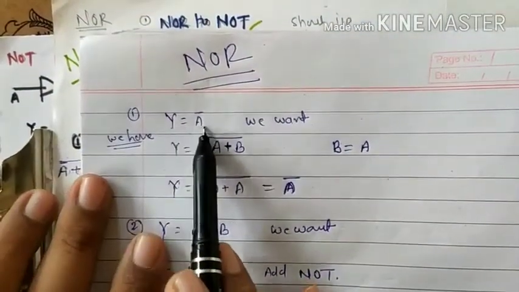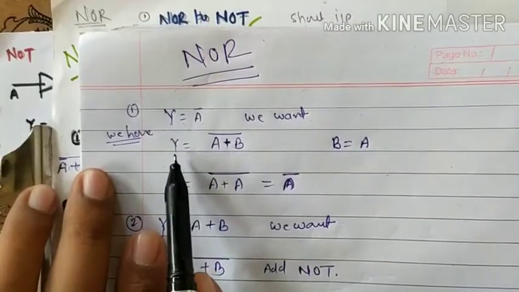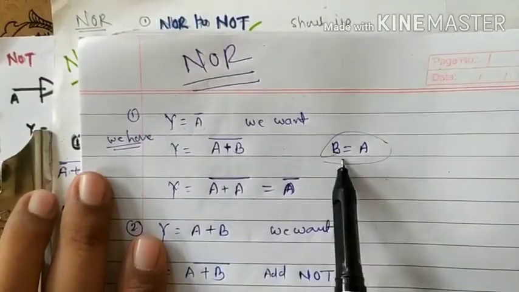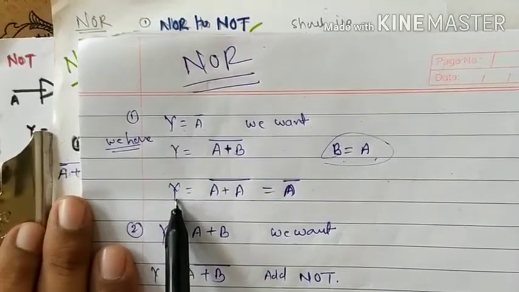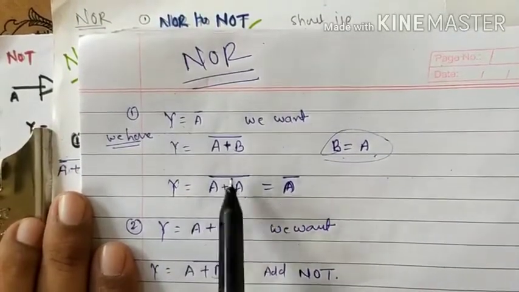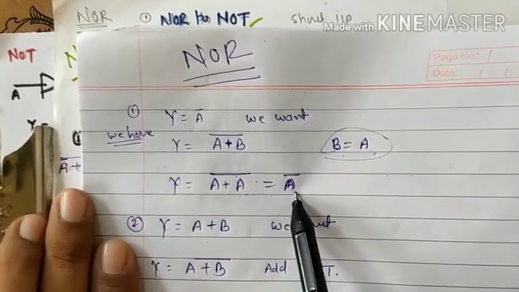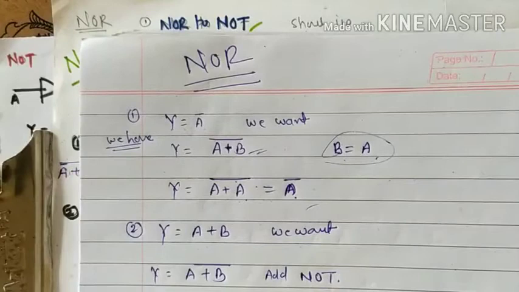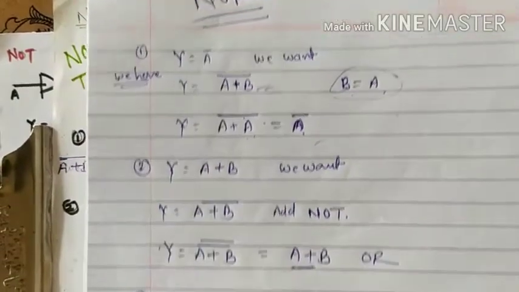We want y is equal to a bar, but we have a NOR gate. The NOR gate is y is equal to (a plus b) bar. Again we write b is equal to a, so the equation becomes y is equal to (a plus a) bar, which equals a bar. So with the help of a NOR gate we get a NOT gate. This is how you simply convert your NOR gate into a NOT gate.